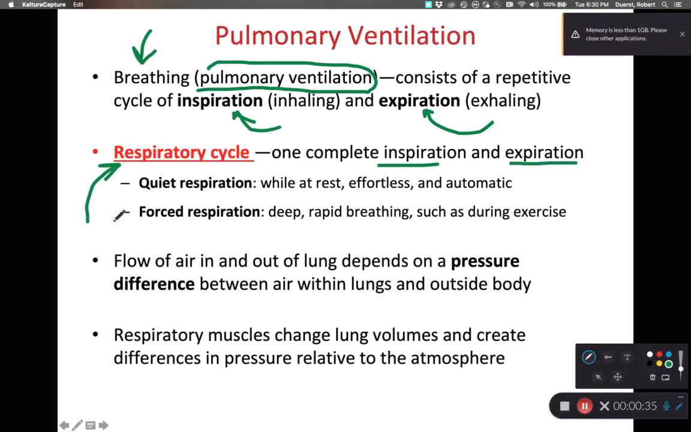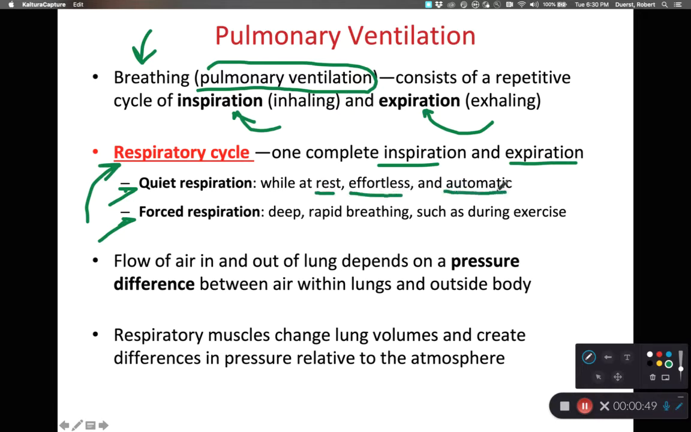There are two kinds of respiration: quiet or forced. Quiet respiration is what I like to call lazy breathing. So it's what happens when we're at rest. We really don't have to think about it that much, and it just happens automatically without us thinking about it. And then we have forced respiration. This is breathing in and out with effort. So it's very deep, very rapid. It's typically done when we're exercising or if for some reason we decide to intentionally hyperventilate.